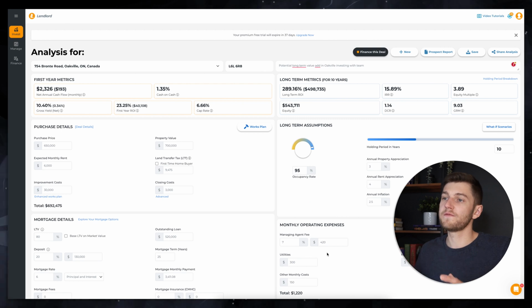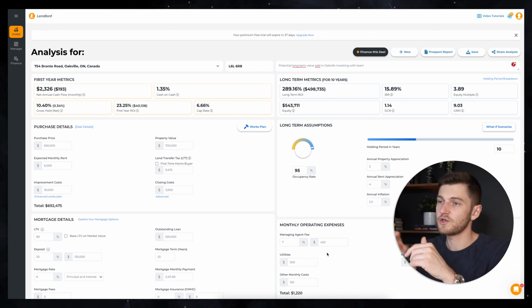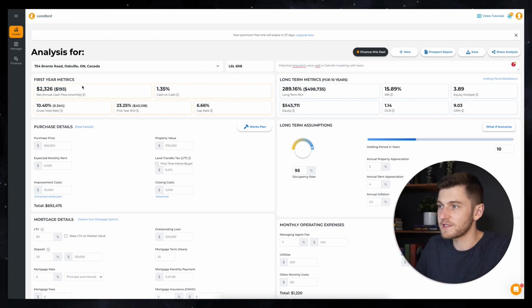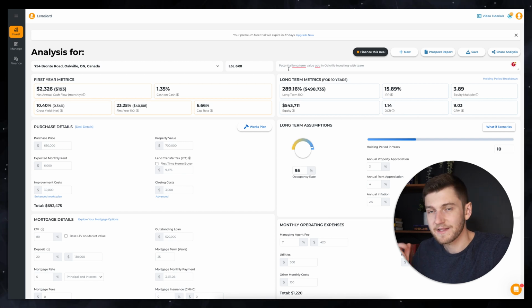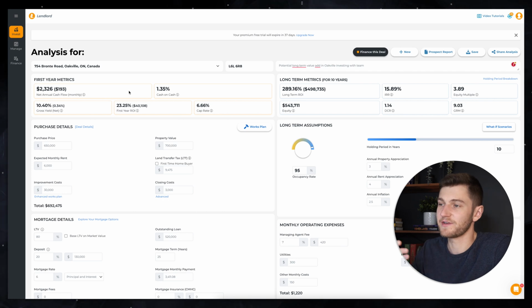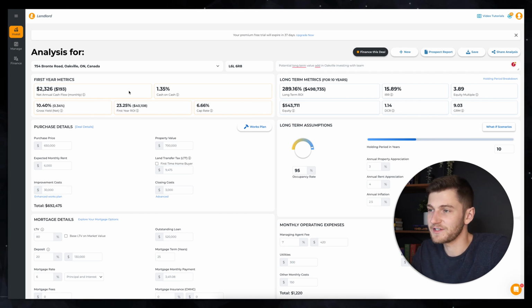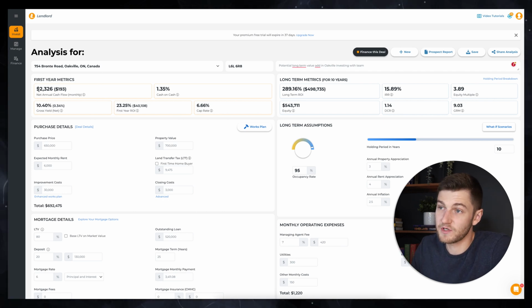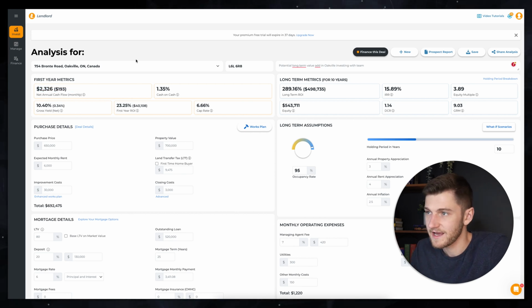Now, what does all of this give us? Well, it gives us the two boxes up here being first year metrics and long-term metrics. Let's take a look at that right now. So the net annual cash flow based on this fictitious example where I basically just put random values would be $2,300. Gross yield 10.4%, and a cash on cash return of 1.35%, which of course isn't great.